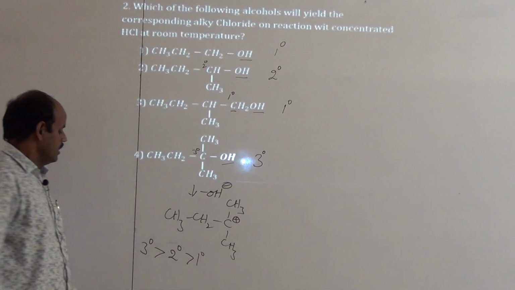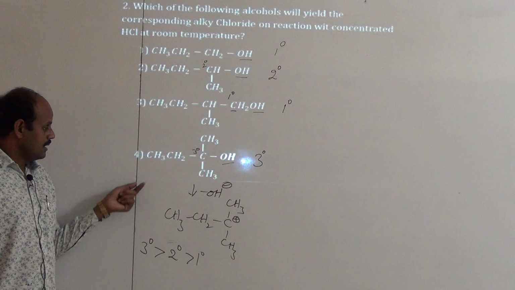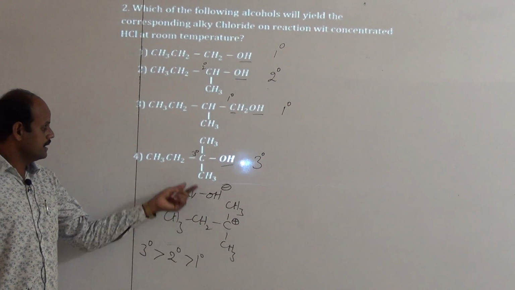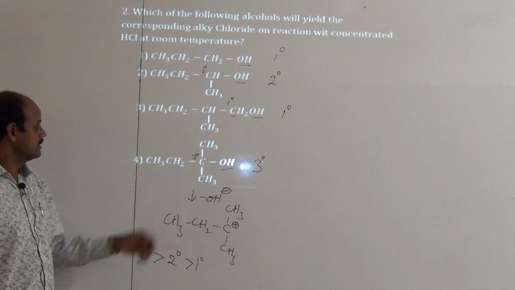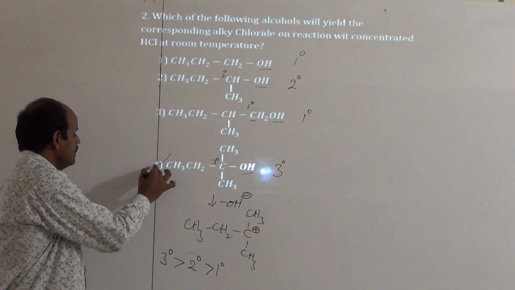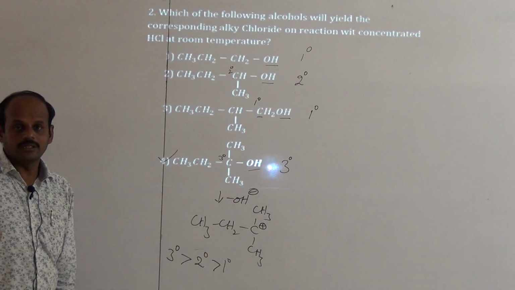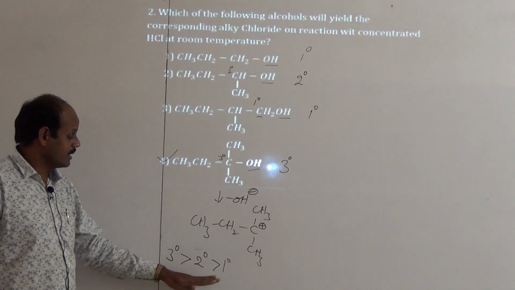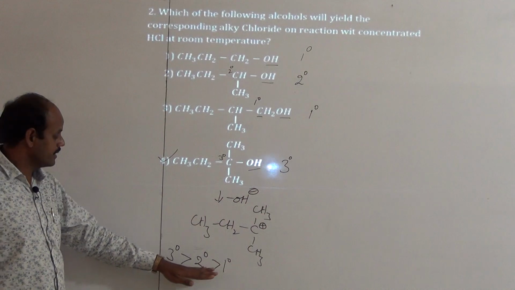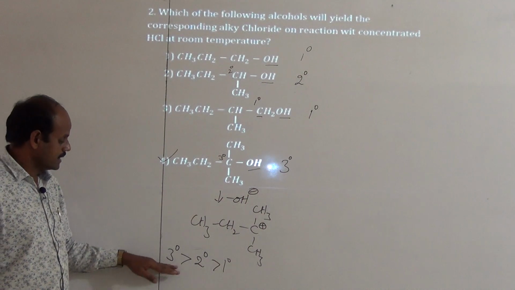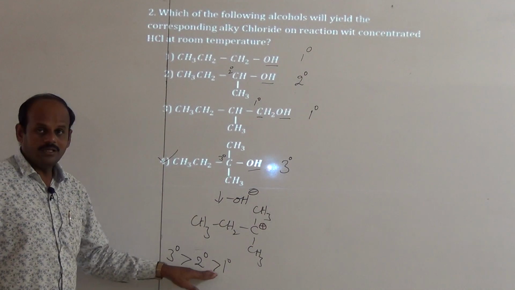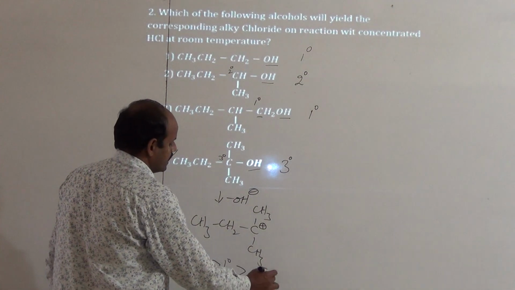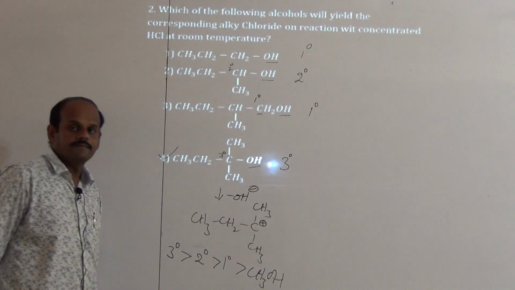Thus which type of alcohol undergoes reaction easily with HCl? Here, tertiary alcohol. Thus what is the correct answer? The fourth option is the correct one because it follows the stability order of carbocations. Thus the reactivity order of alcohols is tertiary alcohol, next secondary alcohol, next primary alcohol, and the last one is methyl alcohol. Okay.